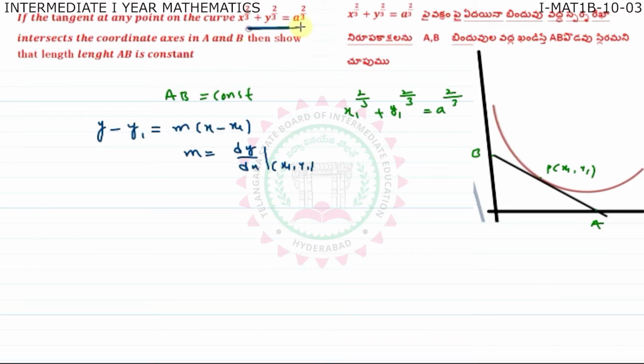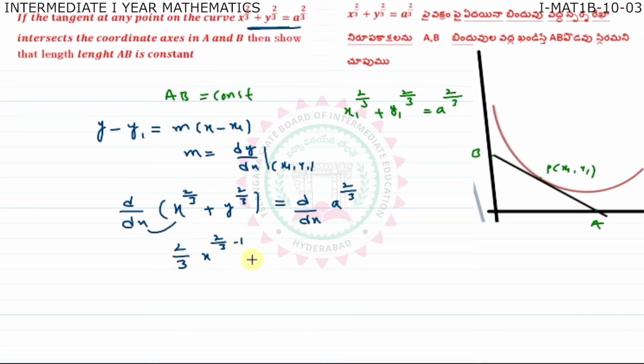So differentiate this curve on both sides with respect to x. From that I will get the derivative of x to the power of 2 by 3 plus y to the power of 2 by 3 is equal to the derivative of a to the power of 2 by 3. Now the derivative of x to the power of 2 by 3 is 2 by 3 into x to the power of 2 by 3 minus 1, plus the derivative of y to the power of 2 by 3 is 2 by 3 y to the power of 2 by 3 minus 1 into dy by dx, that is equal to the derivative of the constant a, which is 0.